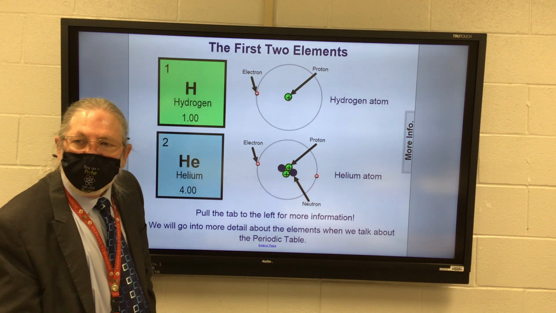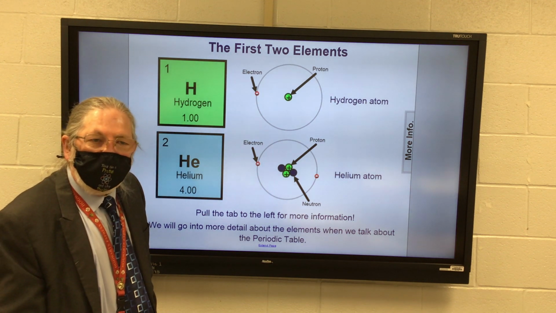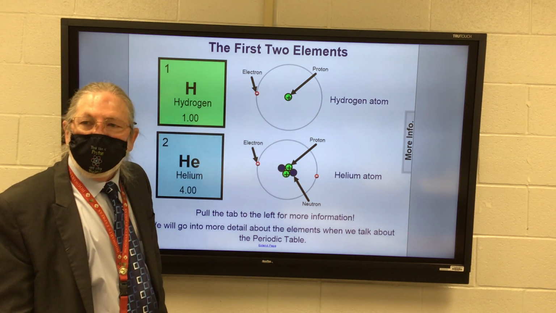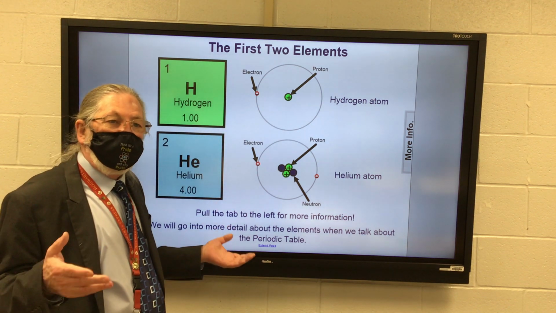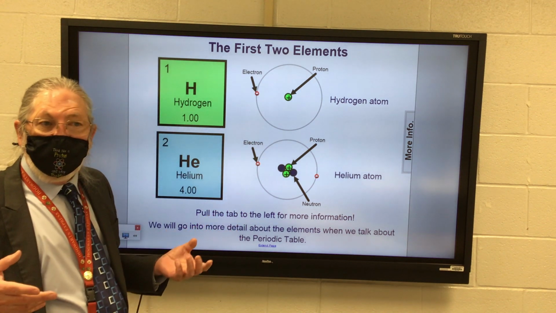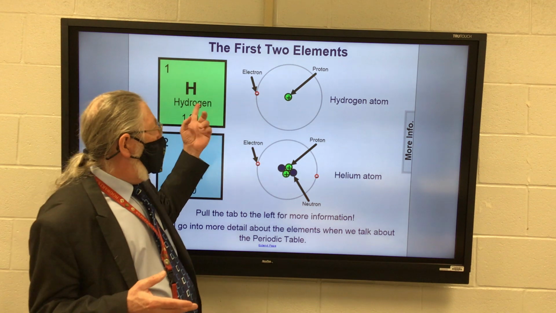Where's the neutron? There is no neutron. What happened to it? Well, hydrogen just does not have one. Hydrogen, which was the very first element, and our sun is made out of hydrogen and helium.